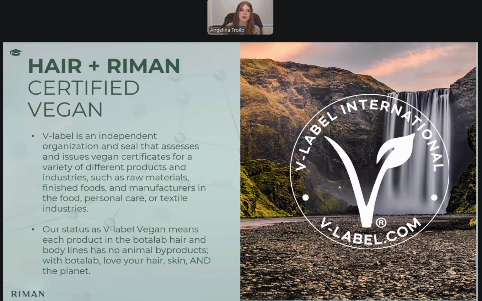So our status as V-Label really means that each product in the Bodolab hair and body care loves your skin, but also loves the planet. And that is not to say that that's not true for all of the RIMAN products, but we went through that extra step with the V-Label for the Bodolab hair care products specifically and the body care as well.